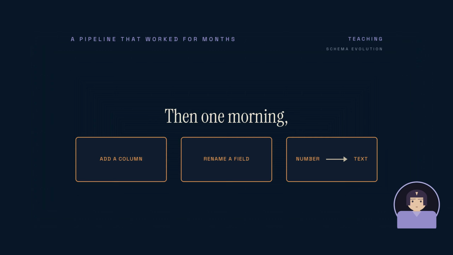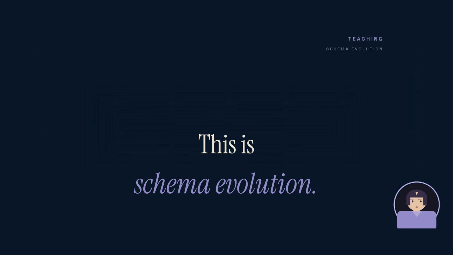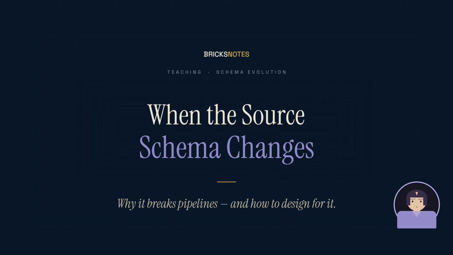What happens when the source schema changes? A pipeline can work perfectly for months. Then one morning, a source team adds one column, or renames one field, or changes a number into text, and suddenly downstream jobs fail. Or worse, they keep running and quietly produce the wrong data. This is schema evolution.